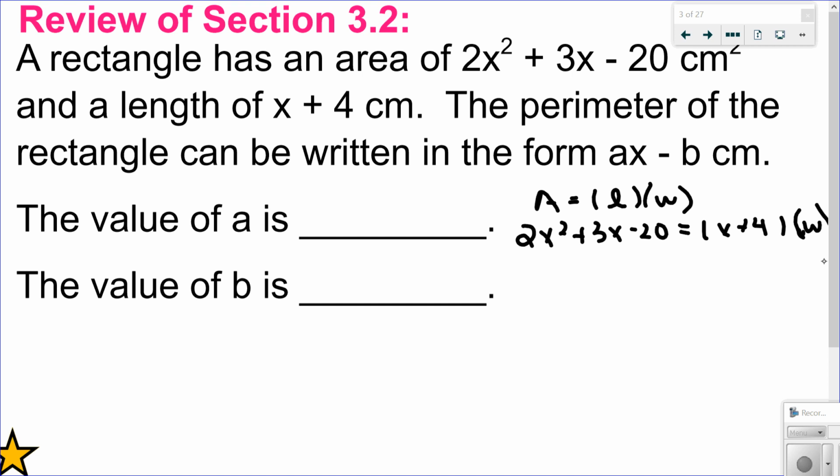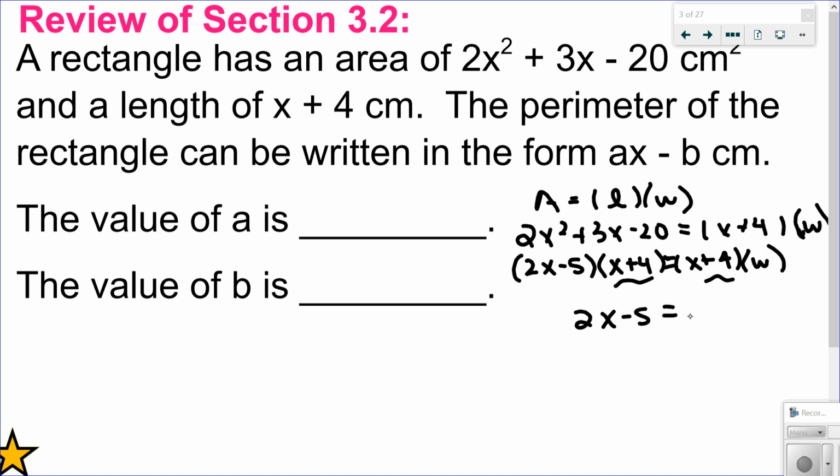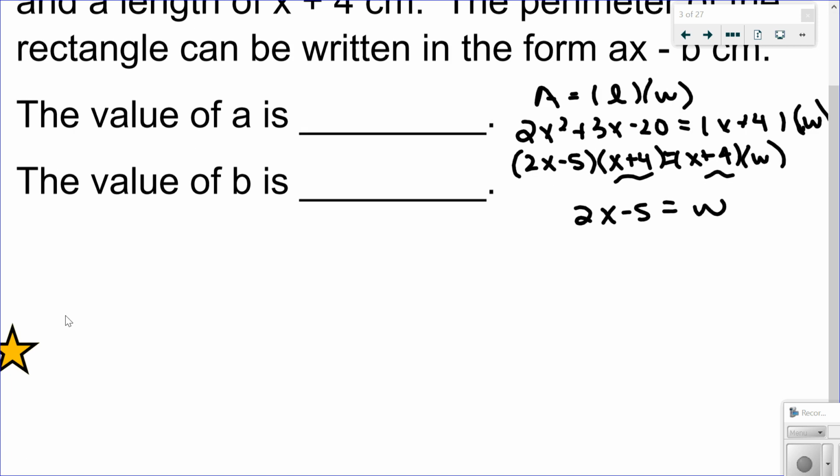What I can do here is factor my quadratic. 2x squared plus 3x minus 20 factors as 2x minus 5 multiplied by x plus 4. And that will be equal to x plus 4 multiplied by the width. I see that I have an x plus 4 on both sides of the equation. So those are equivalent, meaning that 2x minus 5 must be equivalent to the width. Now that I know what the width is, I can look at the perimeter.